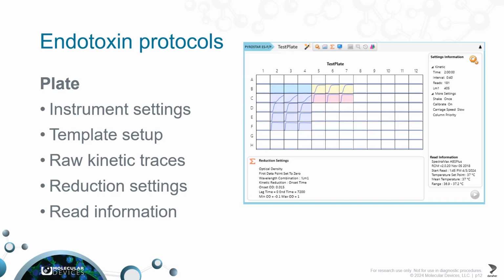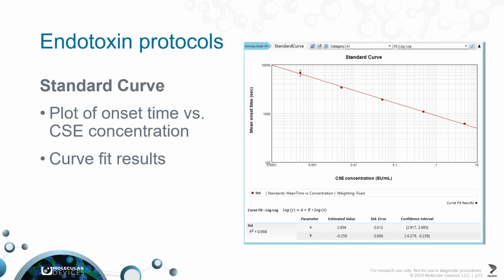My favorite section: the standard curve. Data for the standards are plotted here as mean onset time versus the control standard endotoxin concentration, with a log-log curve fit automatically applied to the graph. So curve fit results are displayed here, and you'll see some of the parameters that are also summarized in the product summary section that we looked at previously.